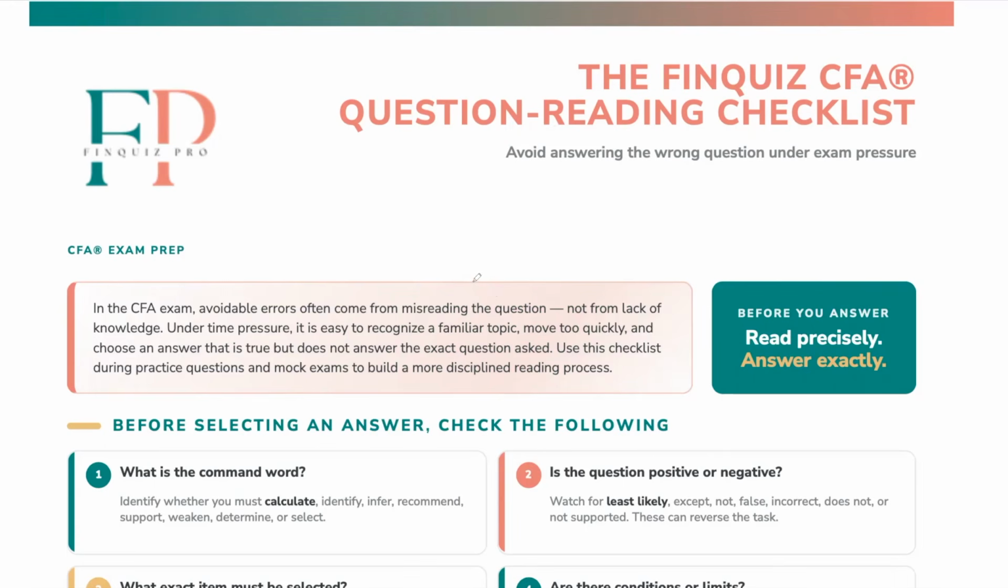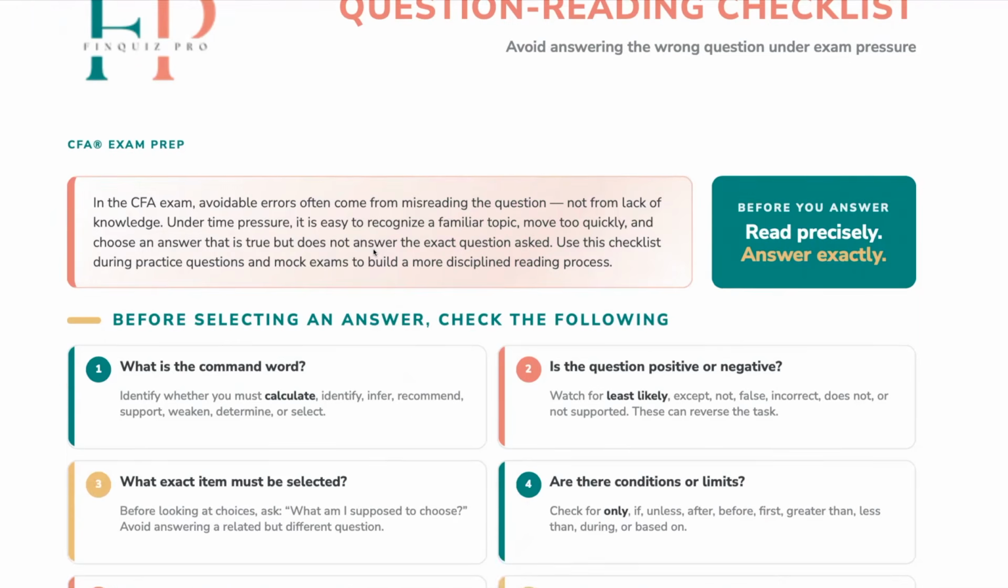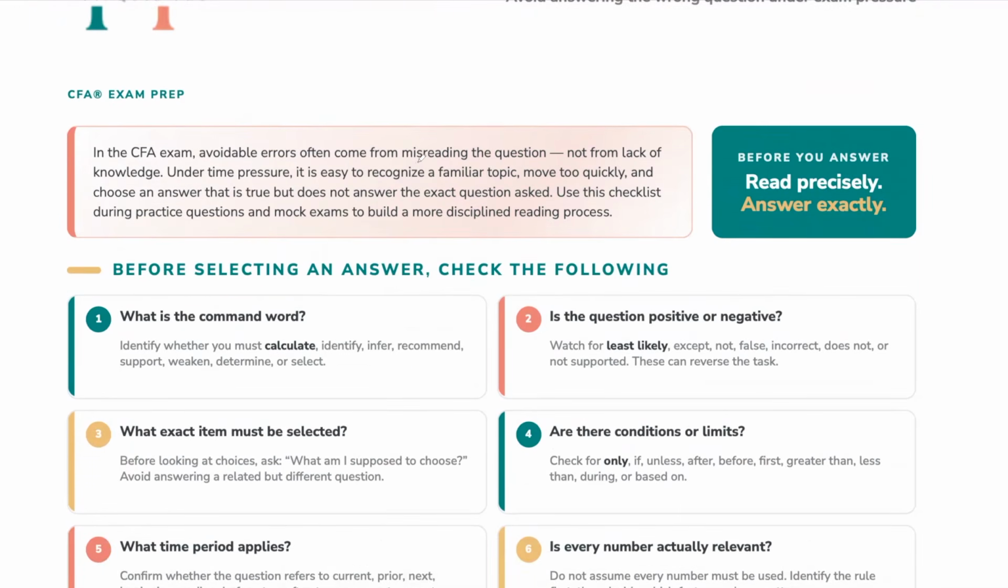So on screen, we have the FinQuiz CFA Question-Reading Checklist. The main idea is simple. Avoid answering the wrong question under exam pressure. The document reminds candidates that avoidable errors often come from misreading the question, not from lack of knowledge. Now let's zoom in. At the top, you see the phrase, read precisely, answer exactly.